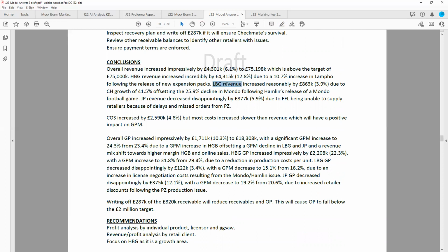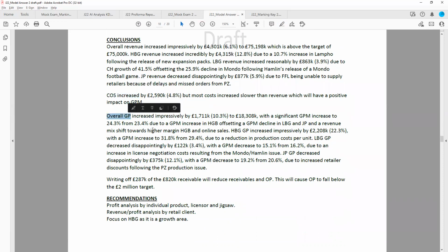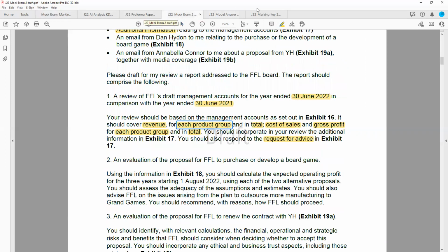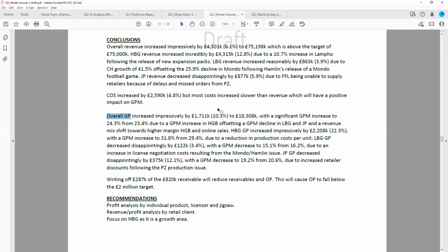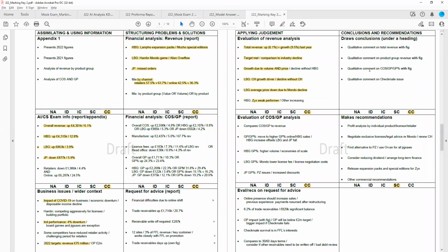Overall, HBG, LBG, JP, and that was it. We didn't ask for channel in the requirements, so I haven't got that there. Cost of sales, I've just taken the overall number with the brief reason. But then for gross profit, I have done it by each product group because the requirement did specifically say. Usually on the marking key, it would just let you have one of the gross profit numbers. But because the requirements ask for it, I like to make sure I've done exactly what I've been asked for, because I think the examiners would be well within their right to say that this does have to be by each product group, because that's what the requirement said.